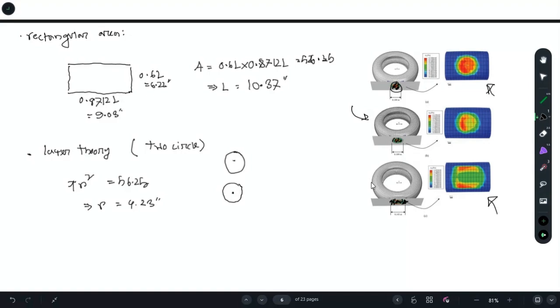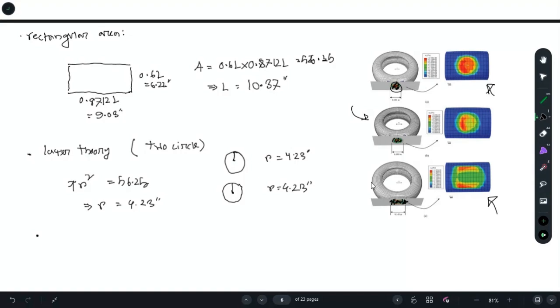You may think that since it is two circles, to get the radius I should divide the area by two. But we will not do that. You will find out why. Homework. The radius will be 4.23 inch for that, and 4.23 inch for that as well.